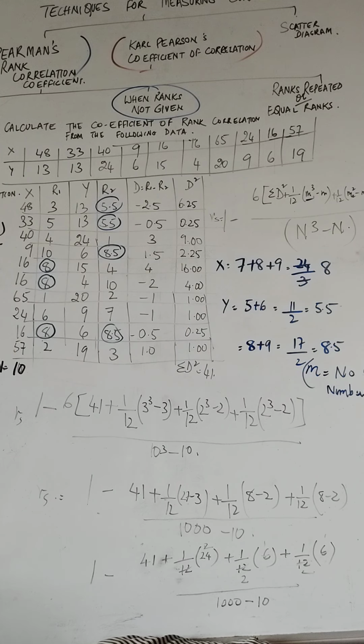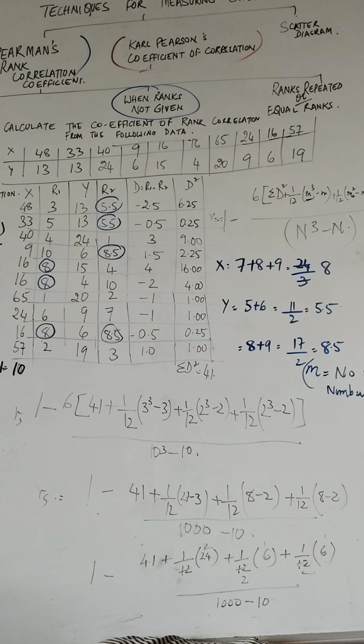In the next set of variables, that is y, what we find is that there are 2 sets of ranks or numbers, like 13 and 13, which are repeated, and 6 and 6, which are repeated. So what do we do? We take the 5th rank plus the 6th rank, 11 by 2, and what we get is 5.5. In the same manner, 8 plus 9 is equal to 17 divided by 2, which is 8.5. Then we do it in the same manner.